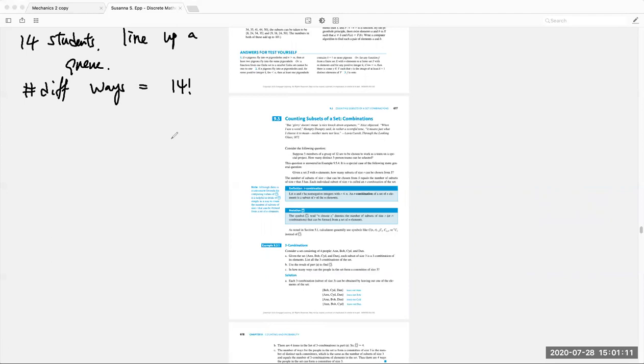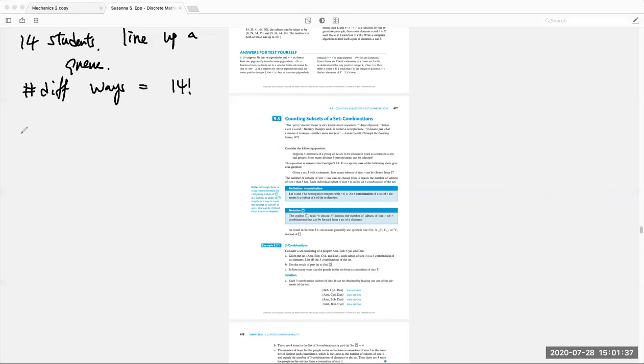The question may not give you the term boxes, but when they line up, that means they are put into 14 different boxes, just like this one. So the number of different ways to line up should be 14 factorial. Any question here? No.